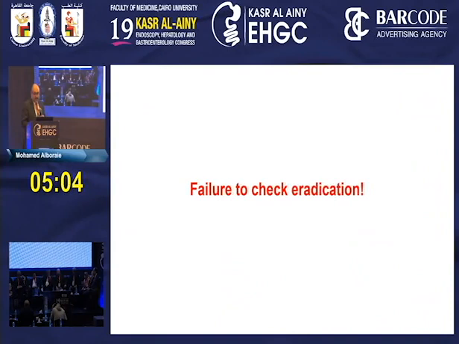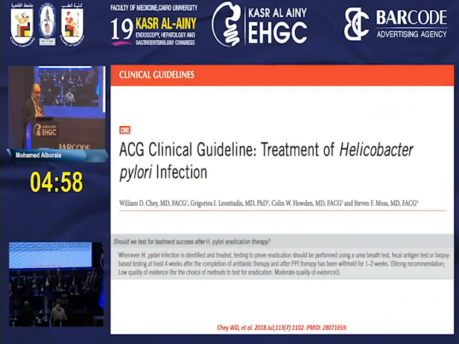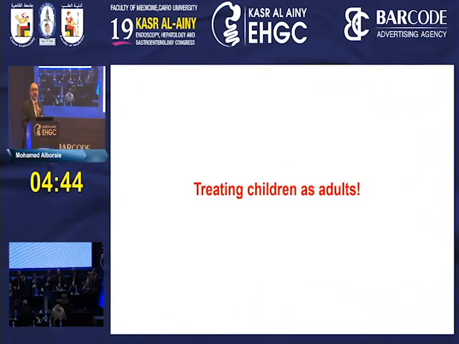The next mistake is the failure to check eradication. Every patient treated for Helicobacter should be checked for eradication, and this is present in the guideline also. The American College of Gastroenterology recommends that each patient who received treatment for Helicobacter should be tested at least 4 weeks after eradication of treatment, and he should be off PPIs for 1 to 2 weeks and off antibiotics for 4 weeks at least.